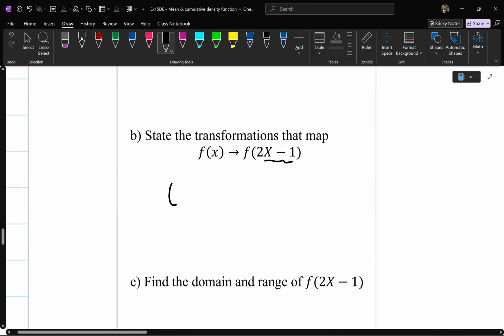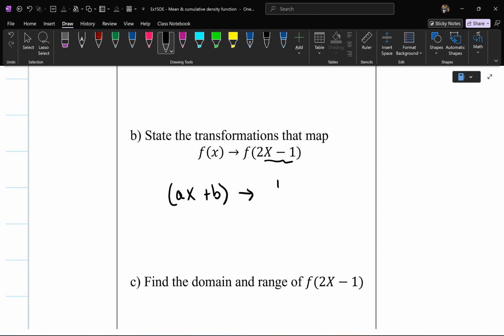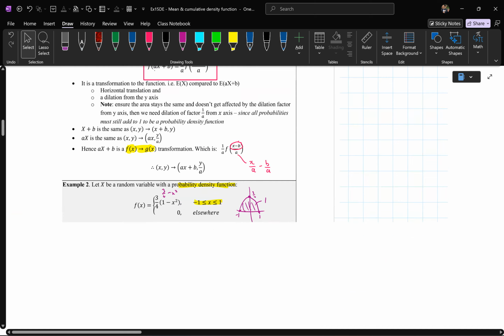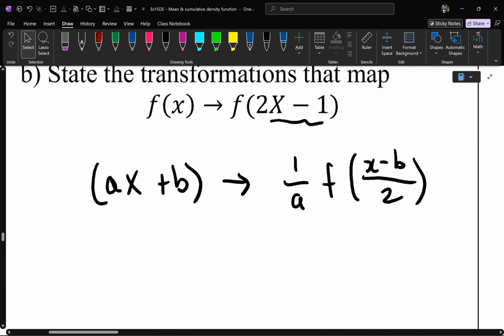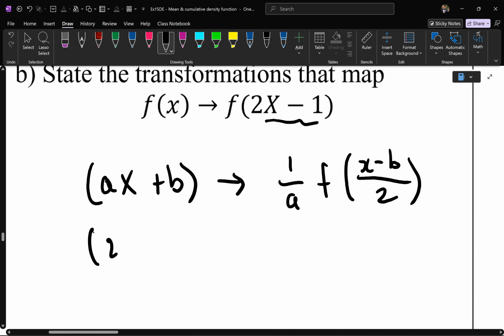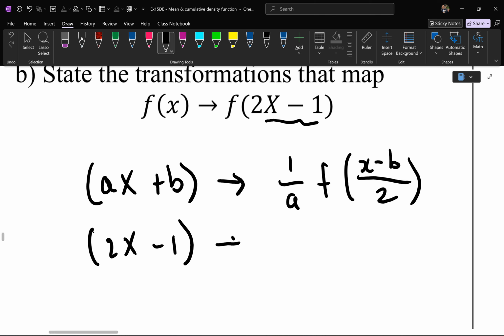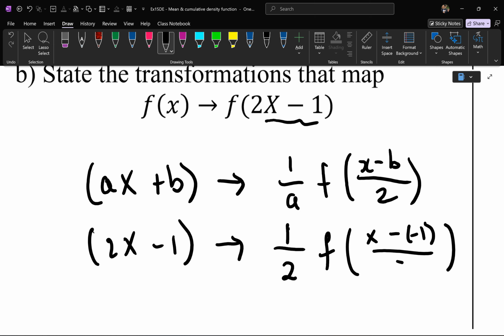I just followed your ax plus b becoming 1 over a f of x plus b over 2, right there. And so because we've got 2x minus 1, the function becomes 1 over 2 f of x plus 1, or think of it as minus negative 1 over 2.